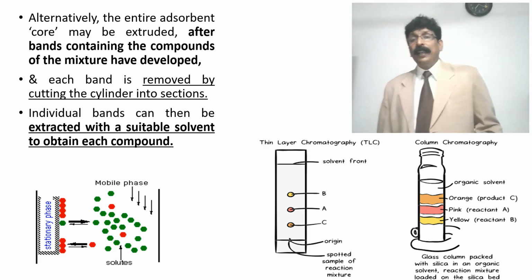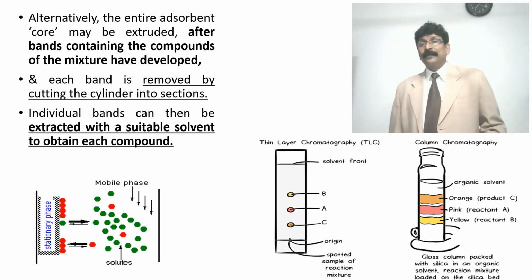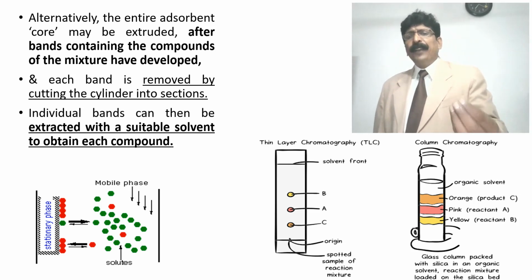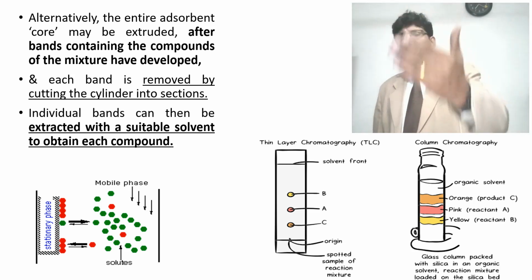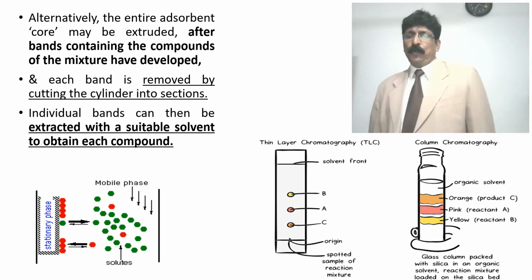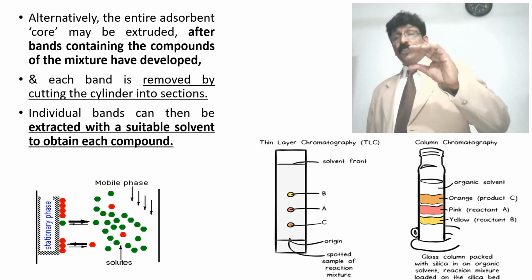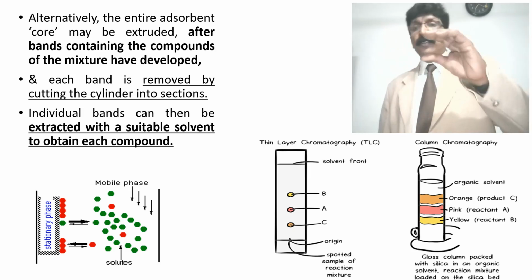Why? As we have discussed, maybe the yellow has less affinity towards the stationary phase, so it is moving fast towards the bottom. And the pink is moderate. Orange has more affinity, so it moves slowly, and it stays at the top.